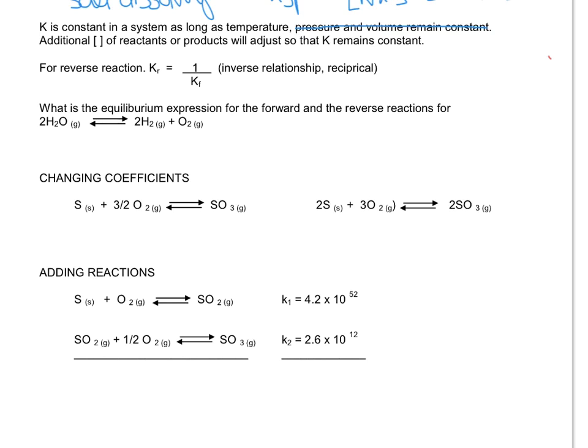So if you have additional reactants or products, if you change the concentration, K will remain the same. So K remains the same always unless you change the temperature. Temperature is the only thing that will change it.